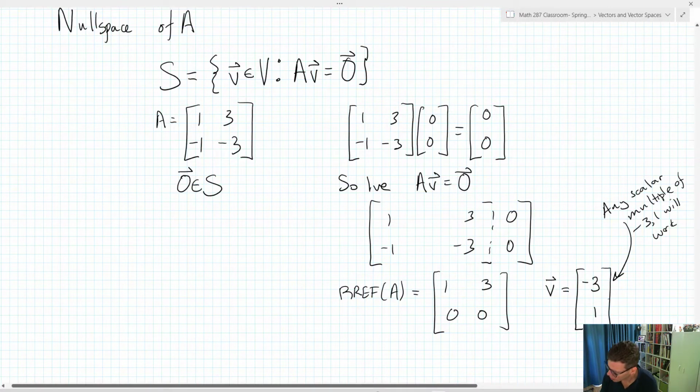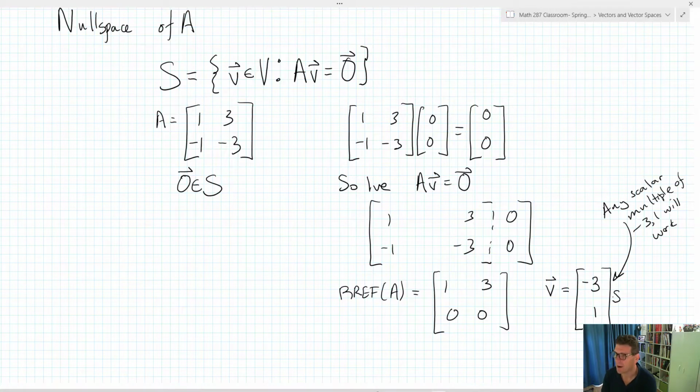Because if you remember, we are going to multiply that by a parameter, call it parameter S, because it turns out that x3 is free. And so consequently, any scalar multiple of (-3, 1) is in fact going to be in this thing called the null space of A.